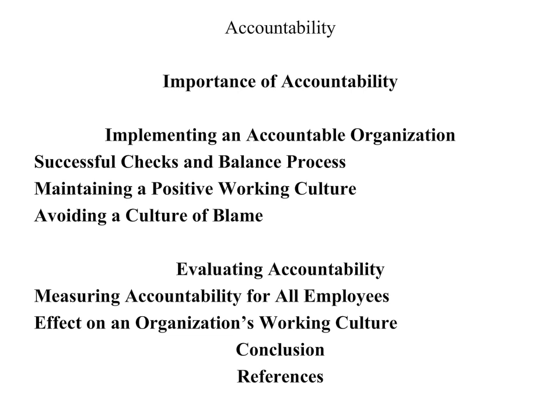And then we have 3 at level 2, which are successful checks and balance process, maintaining a positive working culture, and avoiding a culture of blame. All 3 of those are at level 2. Then we're back to level 1 again, evaluating accountability. And then we're back to level 2, measuring accountability for all employees and effect on an organization's working culture. And then level 1 again, conclusion and references. So it's pretty straightforward and pretty easy.